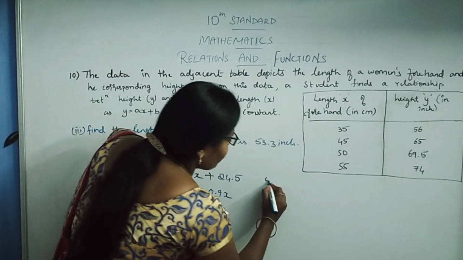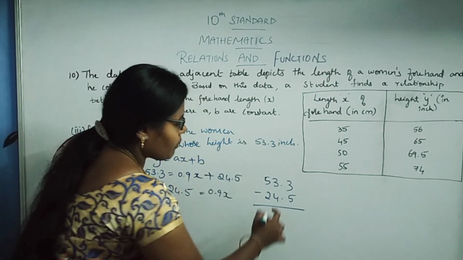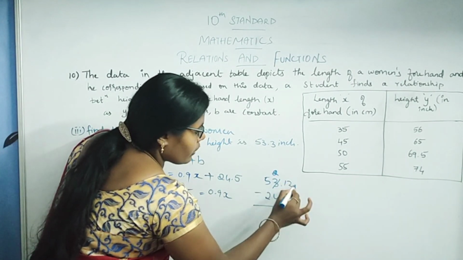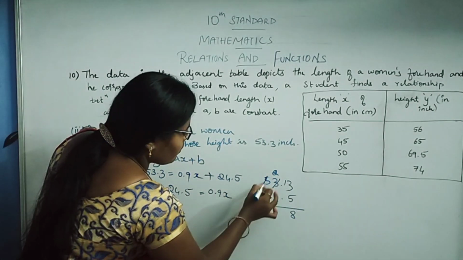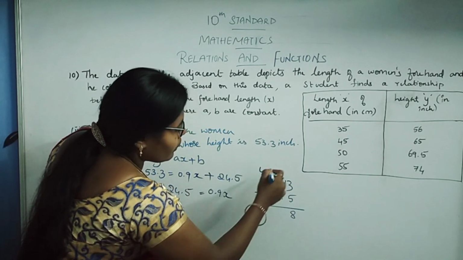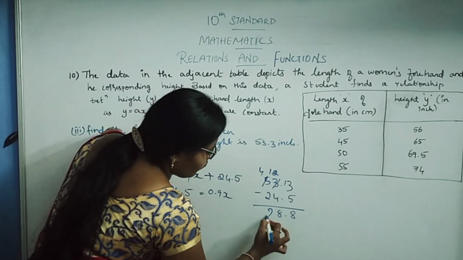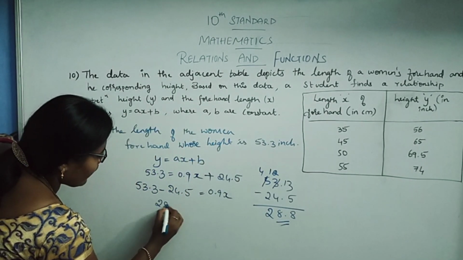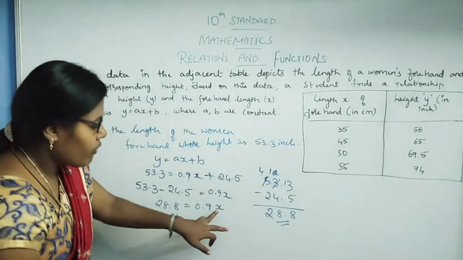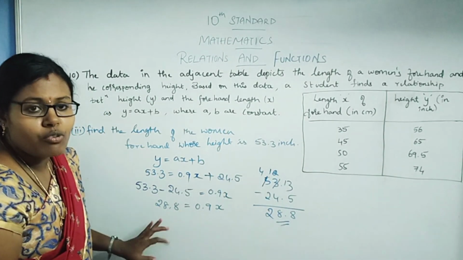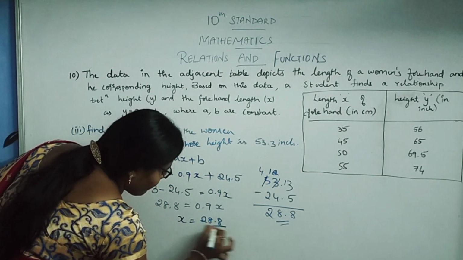What is 53.3 minus 24.5? Let me borrow 1 here. 13 minus 5 becomes 8, and again I'll borrow one more here. 12 minus 4 is again 8, then 4 minus 2 is 2. So 28.8 is equal to 0.9x. We want x, so shift this 0.9 to the other side, which becomes a division. So x is equal to 28.8 divided by 0.9.